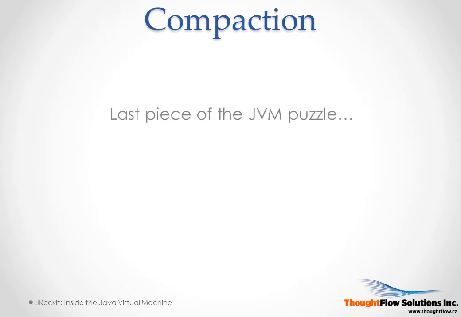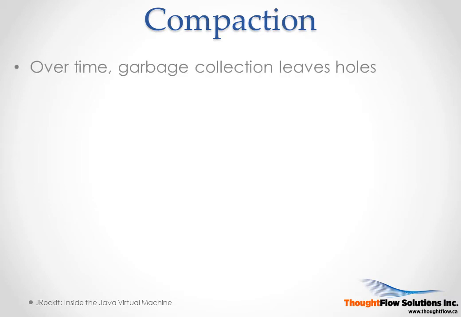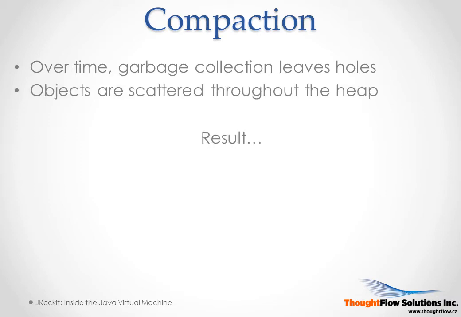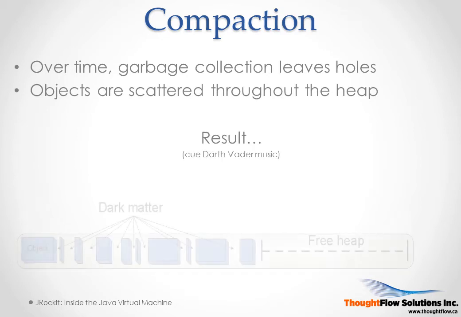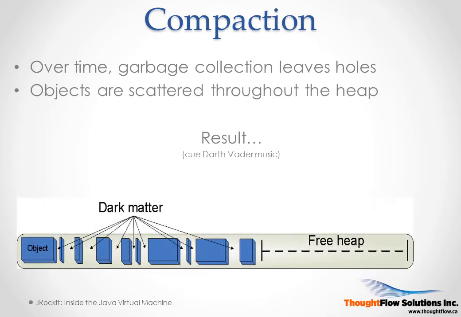Now let's talk about compaction. This is the last piece of the DDM puzzle, a very important piece, of course. Obviously, over time, when you have Java applications that are running for days, weeks, and months, every time a garbage collection is triggered, this leaves many holes in the heap. Over time, you get objects that are scattered throughout the heap. And the result of all this is that you get dark matter. These are the spaces between the objects. This is similar to what you would have on a file system when you get fragmentation. Same idea, but applied to a heap.